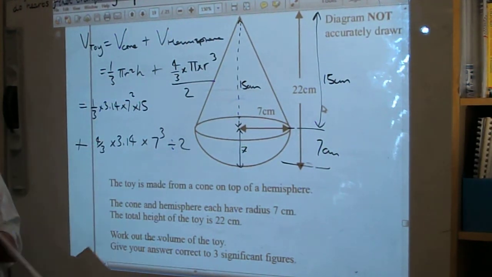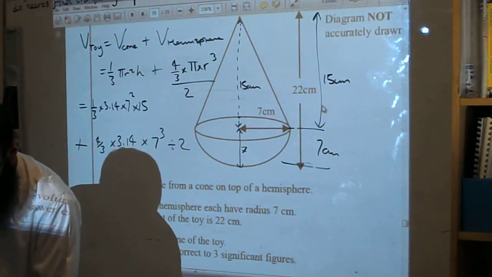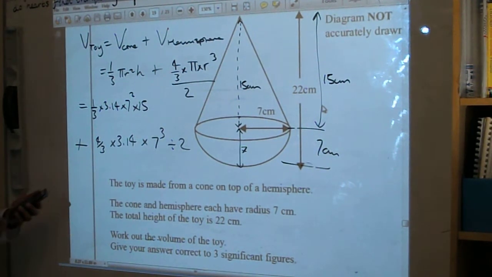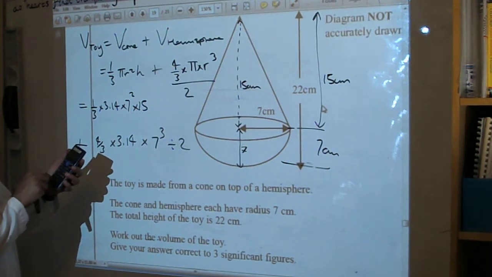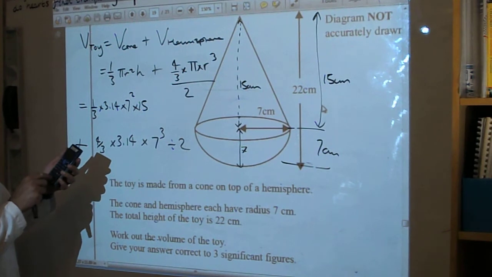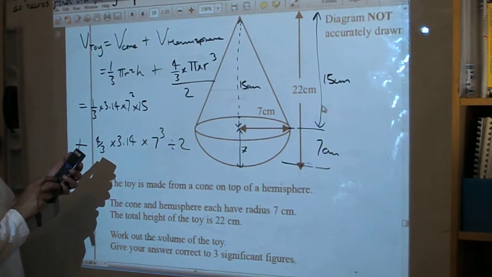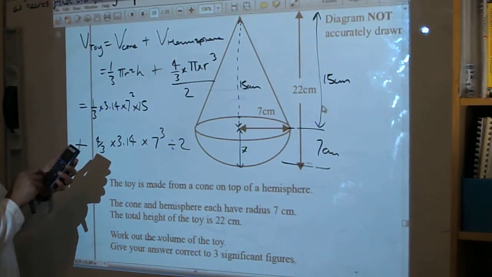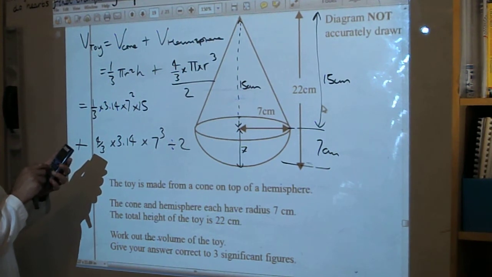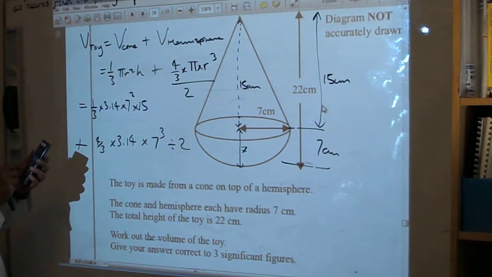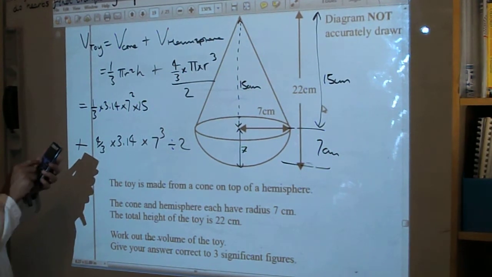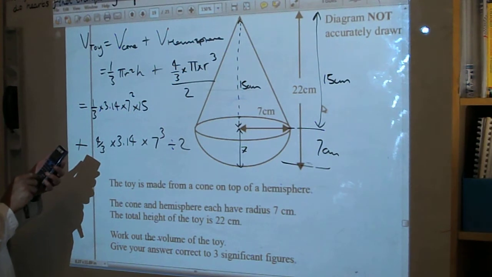So that calculation, we need to pop it into the calculator using the fraction button. 1 over 3 times 3.14 times 7 squared times 15, and then we have to add on to that, using the fraction button, 4 over 3 times 3.14 times 7 cubed, and then divided by 3.